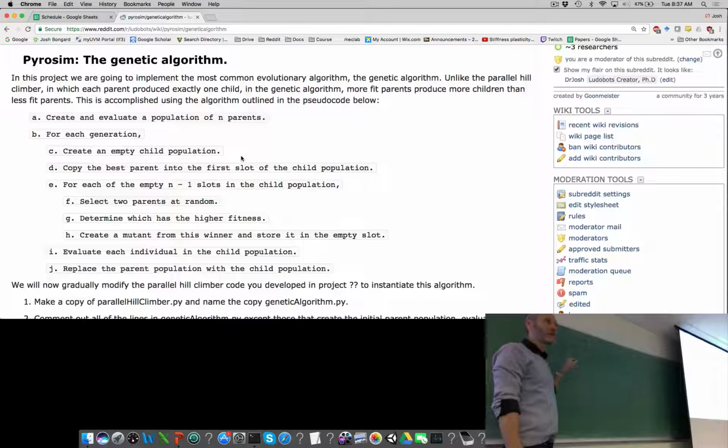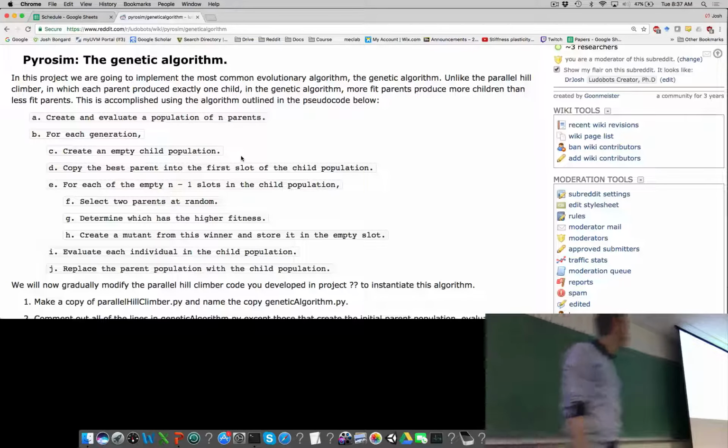Okay. Why do we keep a copy of P2? Why step D here? Because it's the best, and at random you could theoretically not have P2 at all.